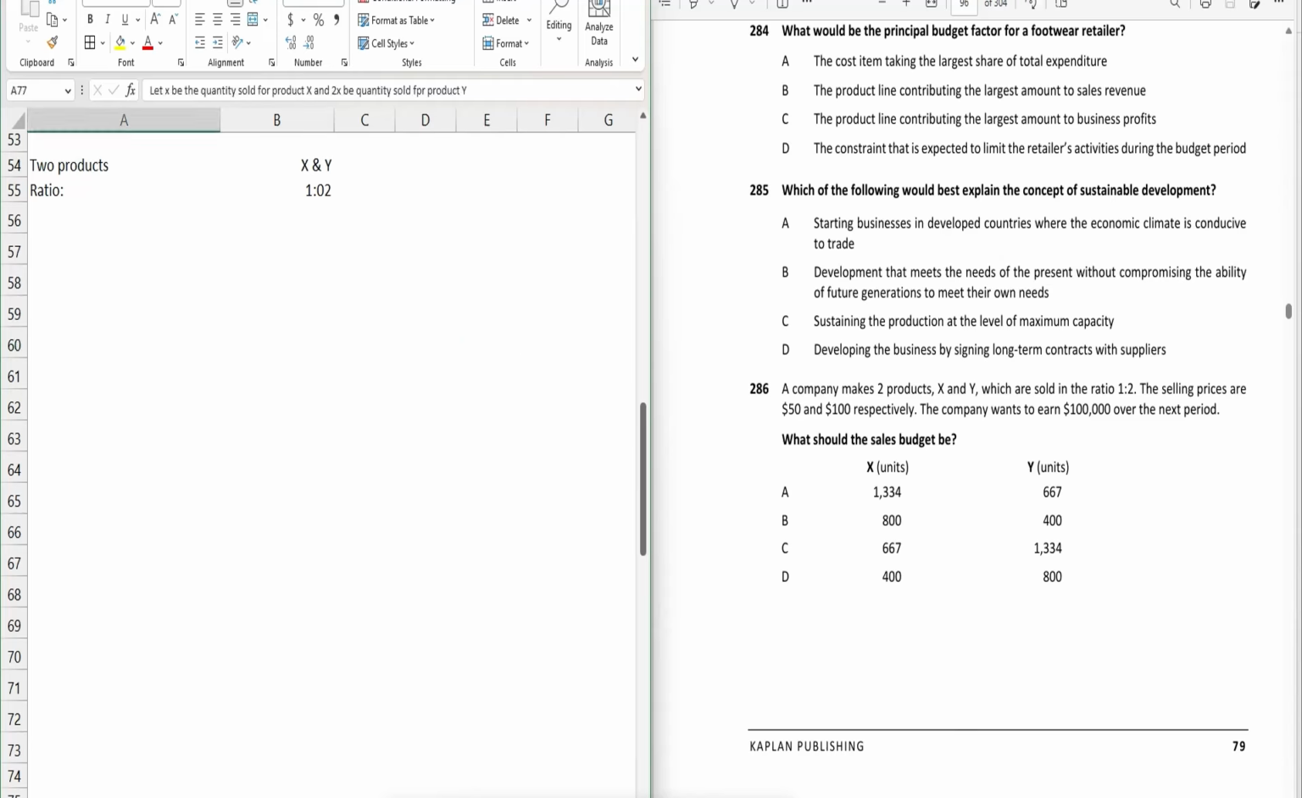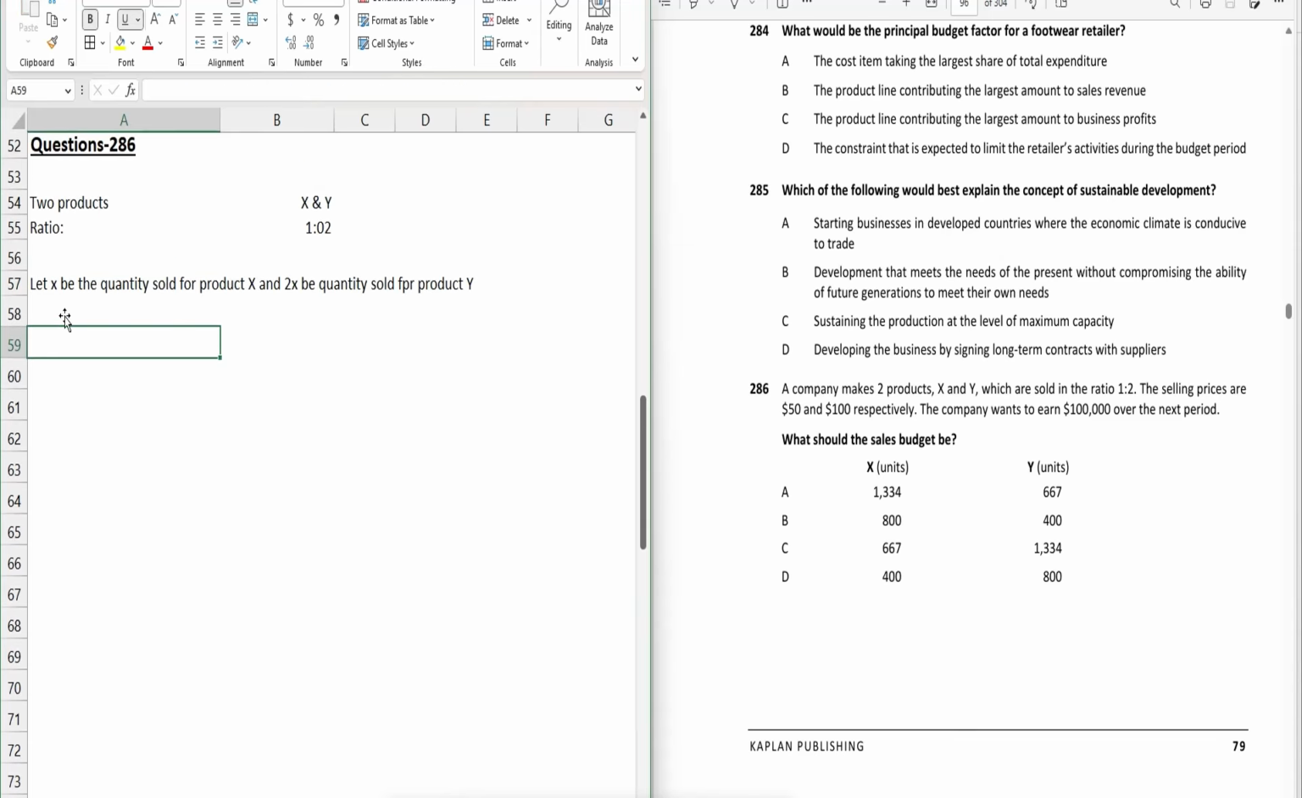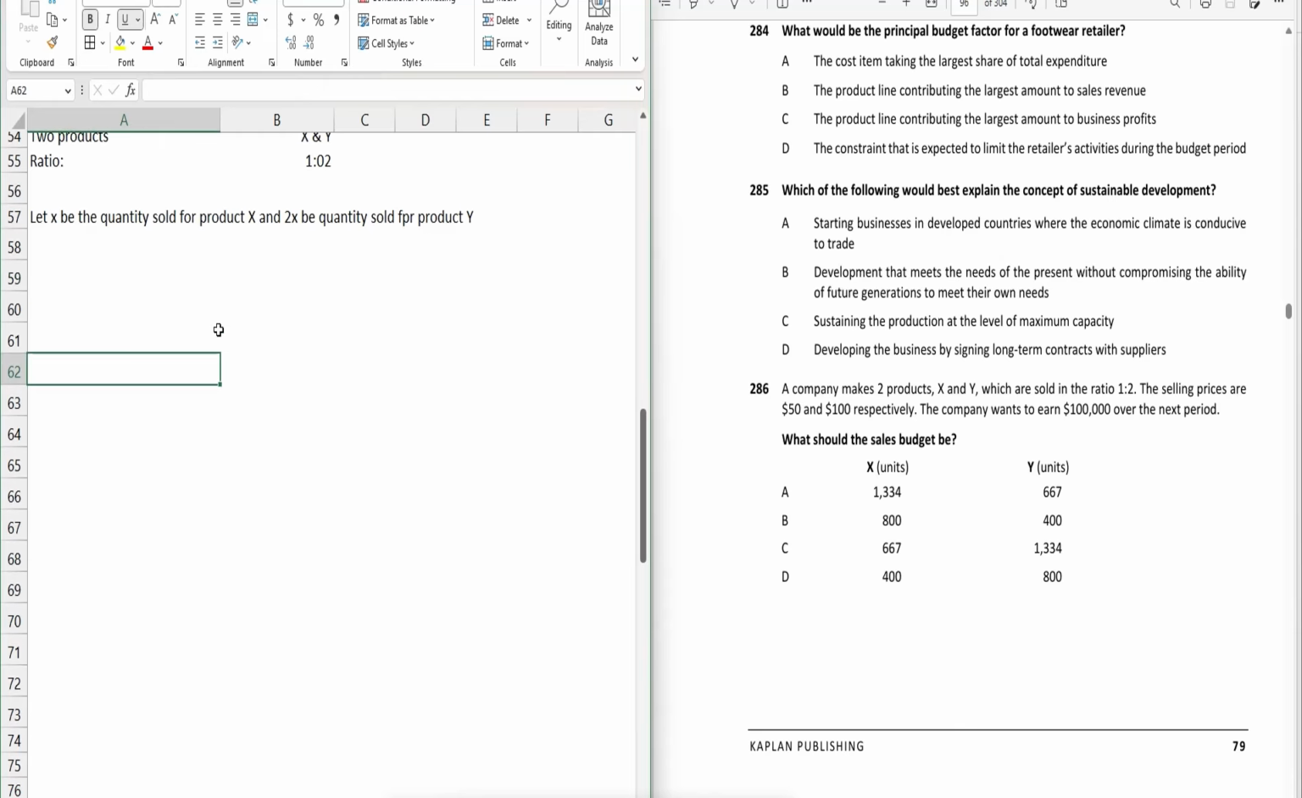So for this question, let's assume that x is the quantity sold of product X and 2x is the quantity sold of product Y. It's very simple. Now, if x is the quantity, then what is the selling price per unit of this product? 50. By multiplying these two, we will earn 50 into x from this product. Similarly, for product Y, if we are selling 2x quantity at the price of 100, how much do we earn? We earn 2x into 100. And adding these two should be equal to 100,000.